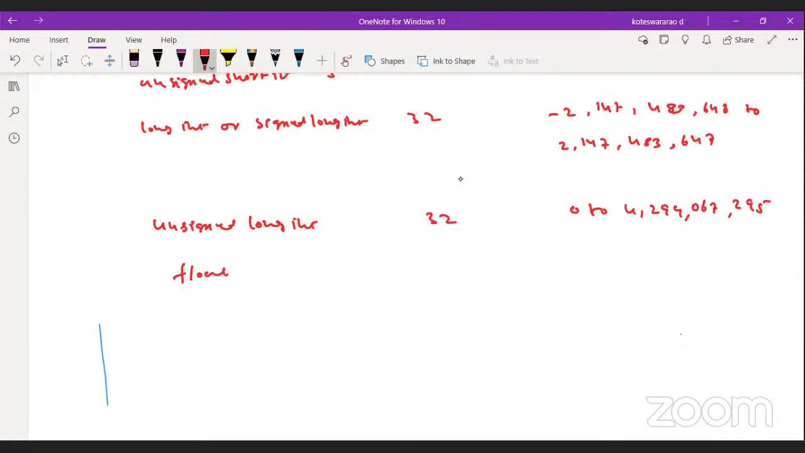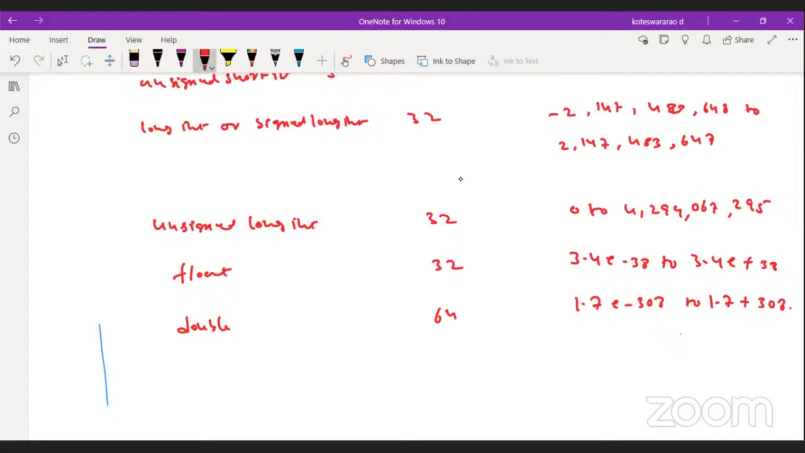Similarly, float has 32-bit data. It is exponential, 3.4e minus 38 to 3.4e plus 38. That is the range. Next, double is 64-bit data, that is 1.7e minus 308 to 1.7e plus 308. Next, long double, 80 bits.